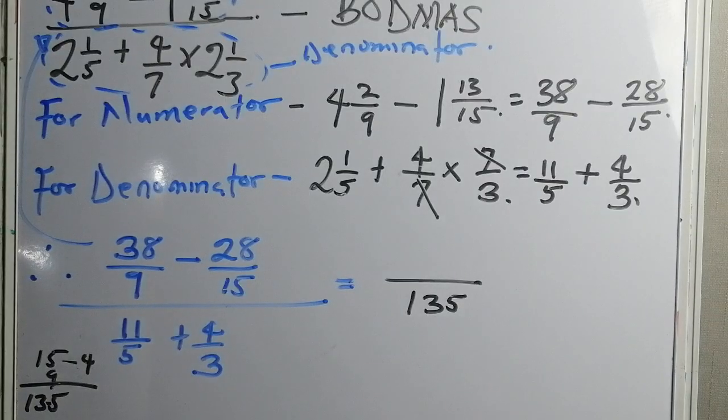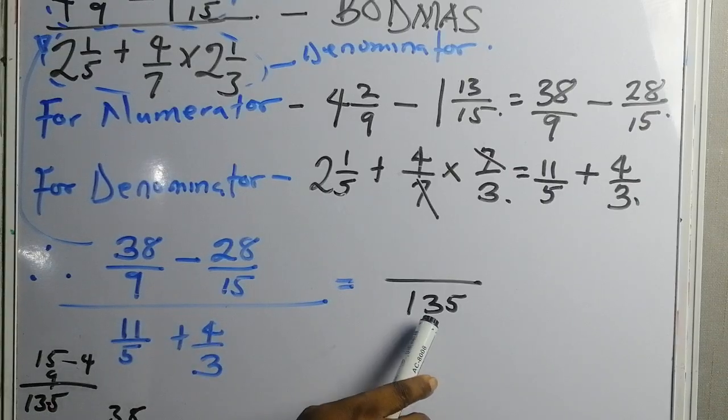So it means the LCM here is what? 135. So here 9 can go in 135 15 times. That is the meaning. So this means that I can do this, that is 15 times 38. I can now say 38 times 15. What am I saying? 135 divided by 9 is what? 15. Okay, so it will now be 15 times 38.